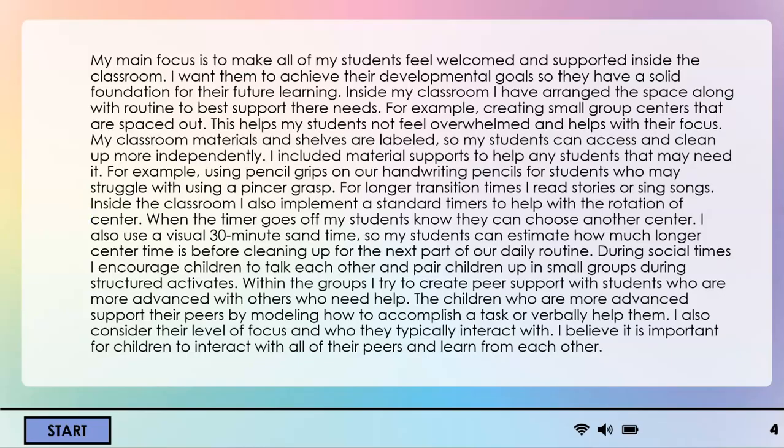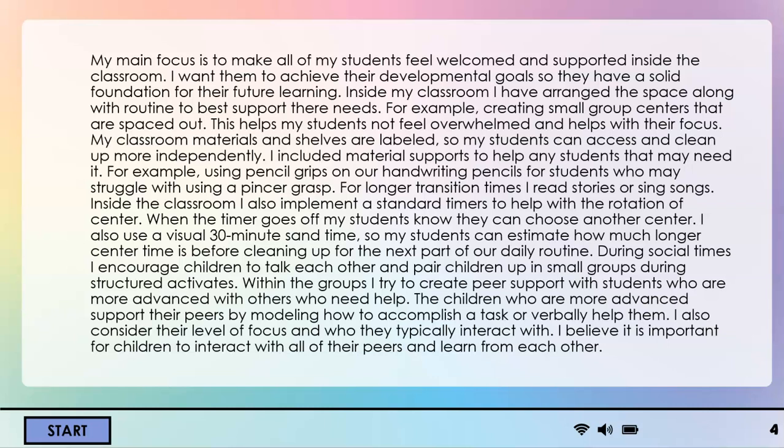My main focus is to make all my students feel welcome and supported inside the classroom. I want them to achieve their developmental goals so they can have a solid foundation for their future learning inside my classroom. I've arranged the space along with my routine to best support their needs. For example, creating small group centers that are spaced out. This helps my students not feel overwhelmed and helps them with their focus.